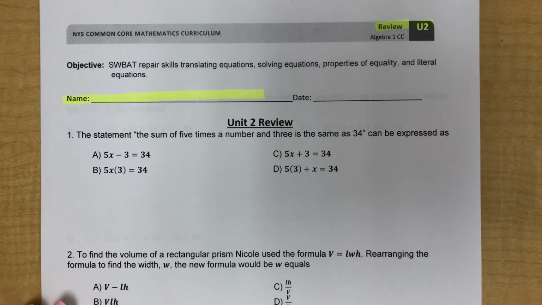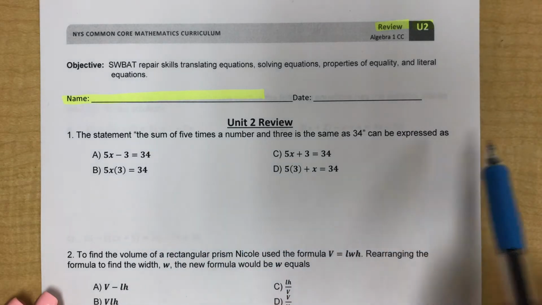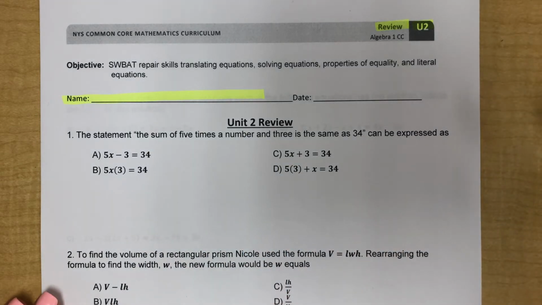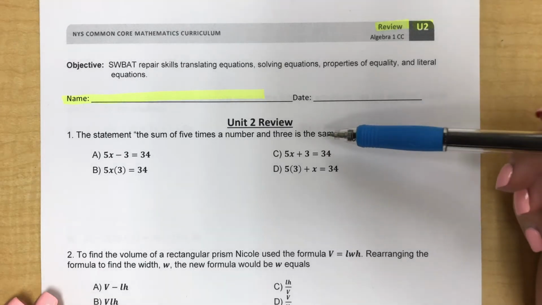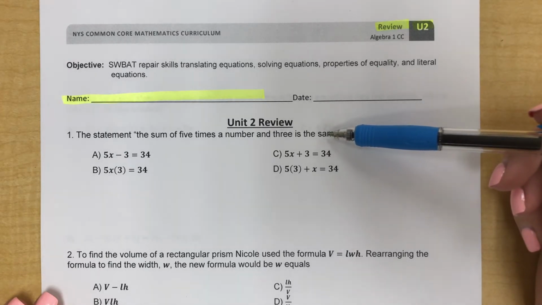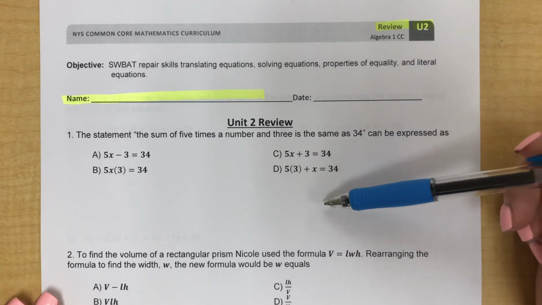So as I look at number 1, it says the statement, the sum of 5 times a number and 3 is the same as 34, can be expressed as what? So this is something we learned actually right at the beginning of this unit in lesson 1. Anytime they give us a word form, we want to translate over into number form.